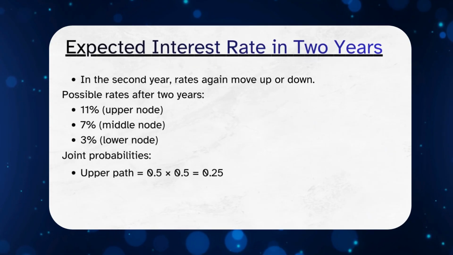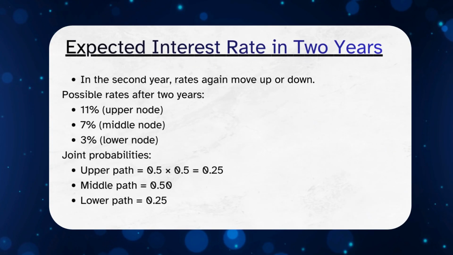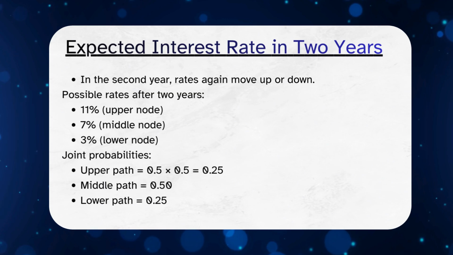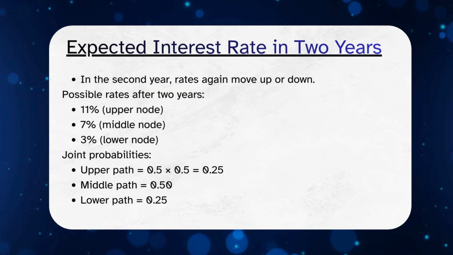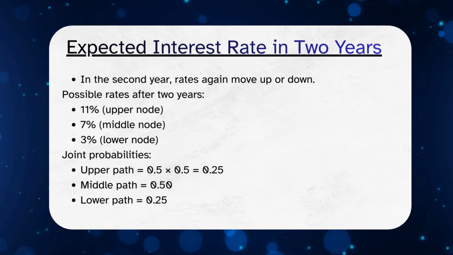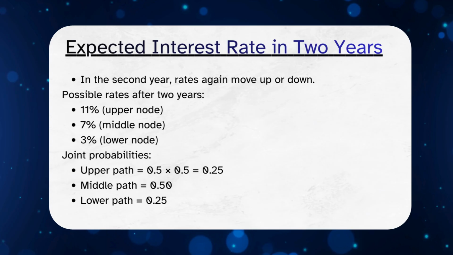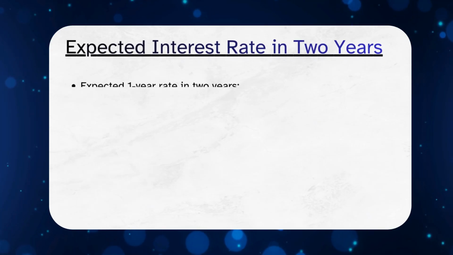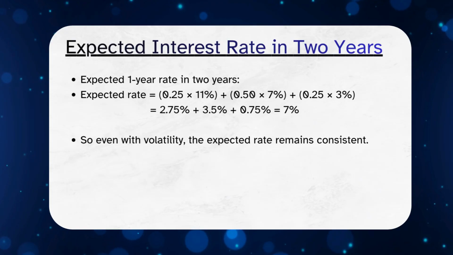Now let's look at expected interest rates 2 years ahead. In the second year, the rate can again move up or down from each node. This creates 3 possible outcomes after 2 years: 11% at the upper node, 7% at the middle node, and 3% at the lower node. The joint probabilities are 0.25 for the upper path, 0.50 for the middle path, and 0.25 for the lower path. We calculate the expected rate as 7%. So even though rates can move up or down, the expected value remains consistent with the risk-neutral assumption.